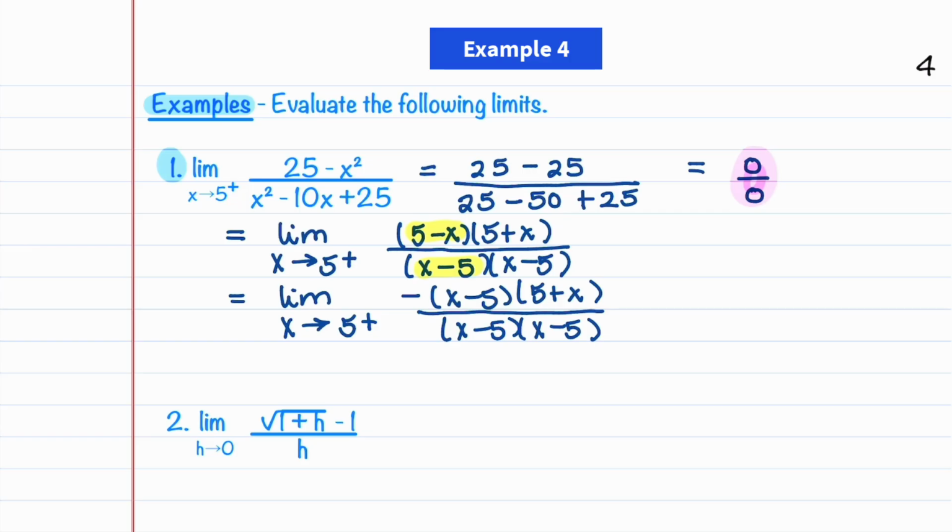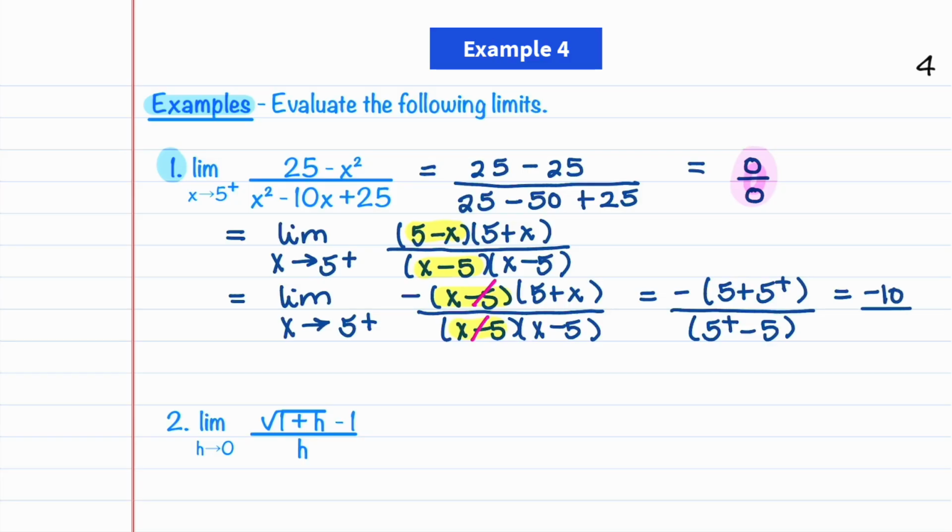Now let's focus again on these two terms. They are the same now, so we can cancel them out. And we can now go ahead and substitute in that x is going to 5 from the right. This gives us a minus 5 plus 5 from the right, all divided by 5 from the right minus 5. On the top, we have a minus 10.